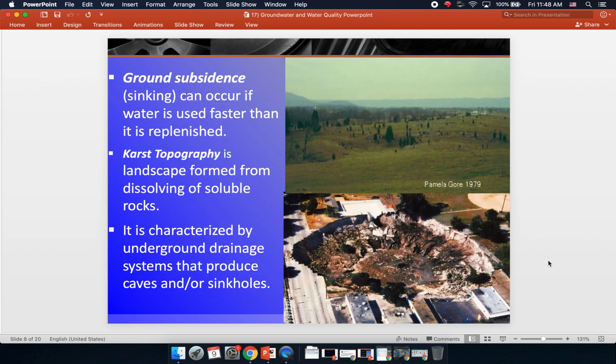Karst topography is landscape formed from dissolving of soluble rocks. That's kind of what you see here. You have underground rocks that are dissolving due to hydrolysis, and it leaves these depressions on the surface. And some of them can eventually open up to be sinkholes, because you can end up with spaces and voids underground, and when they're unable to hold the surface up anymore, that's when you have a sinkhole.